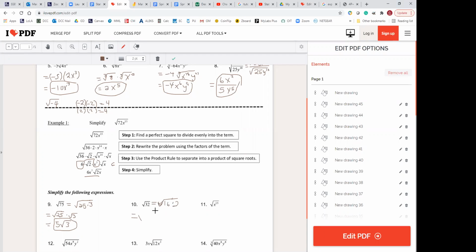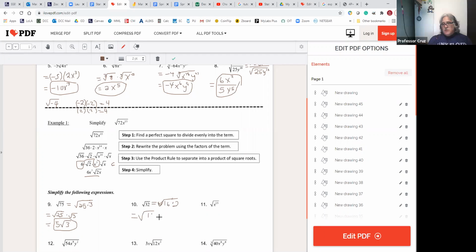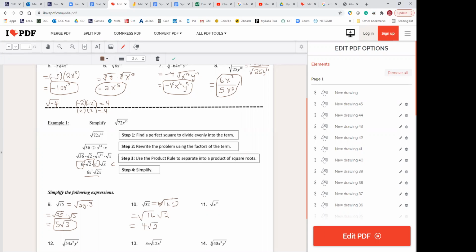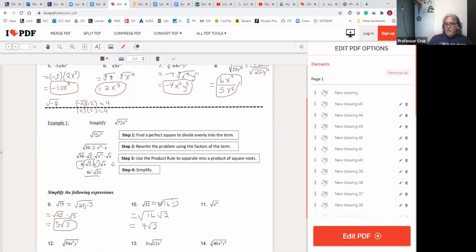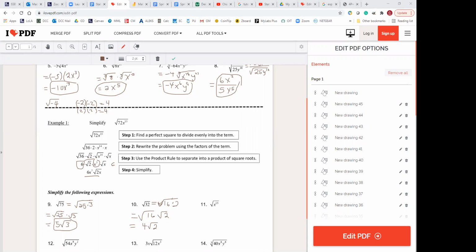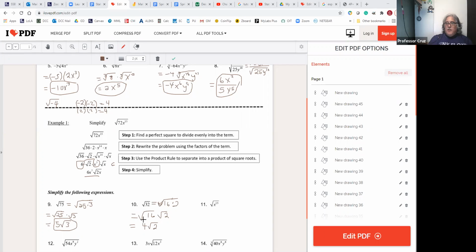The square root of 16 times the square root of 2. And what does the square root of 16 come out to? 4 times 2. So you end up... Professor Cruz, I'm sorry. What are we doing here? When you go to the square root of 16 and square root of 2, we have to then turn around and do the square root of 16? Right, because we need to pull out the perfect square.